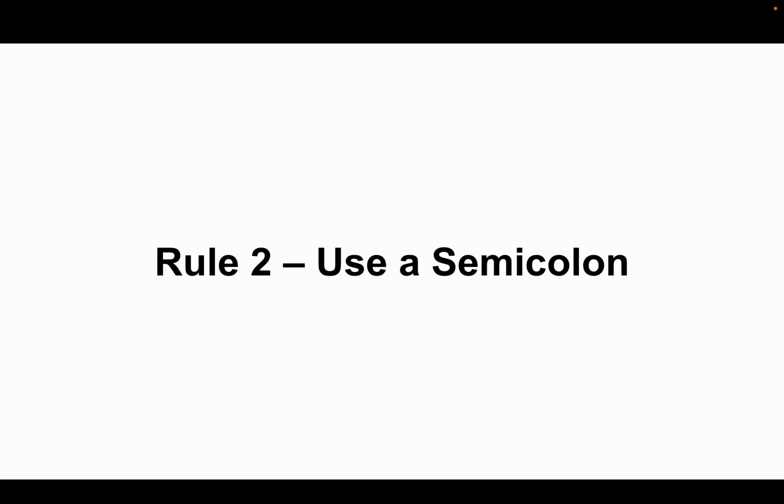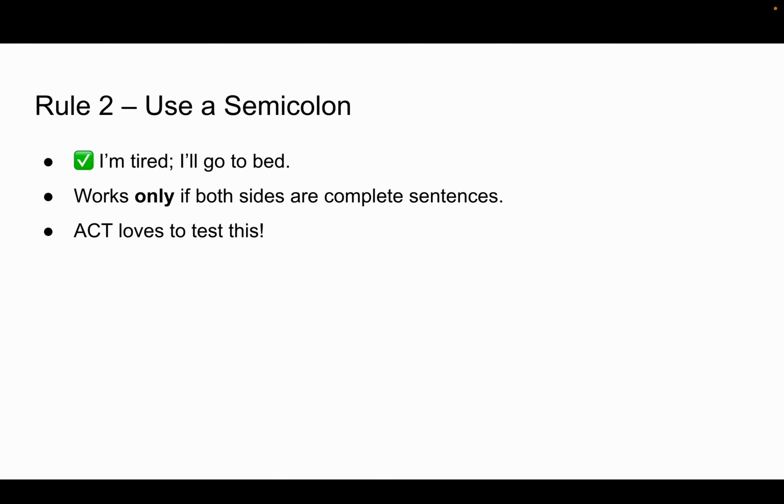Rule number two is using a semicolon. A semicolon also does the same job of linking two closely related independent clauses. So in this case, again, the same sentence: I'm tired; I'll go to bed. Use a semicolon only when both sides are complete sentences. The ACT often tests whether you notice this distinction.